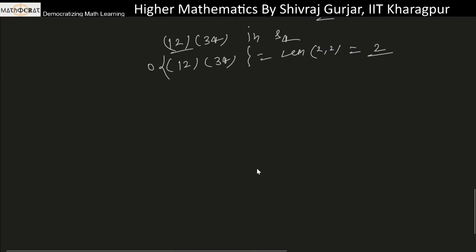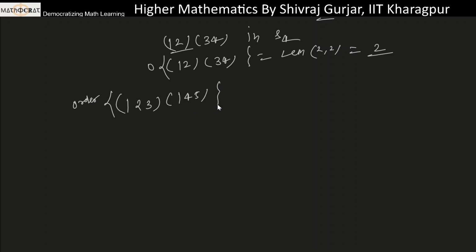Let's say that, अच्छा, अगर मान लो ये पूछा जाए हमें (1 2 3) and let's say (1 4 5). So इसका order क्या होगा? So in this we cannot apply this concept because these are not disjoint cycles. ठीक है, not disjoint cycles. ठीक है, this also we have to take care of.